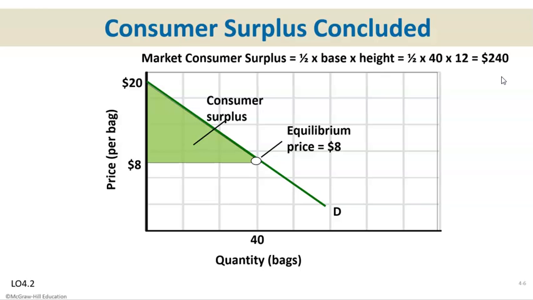Another thing you want to take note of with consumer surplus is how it changes if the price changes. So if the price fell maybe to $6, and the actual price went further down, we would have a much larger triangle, which means that the consumer surplus would have increased. So if price falls, consumer surplus increases.